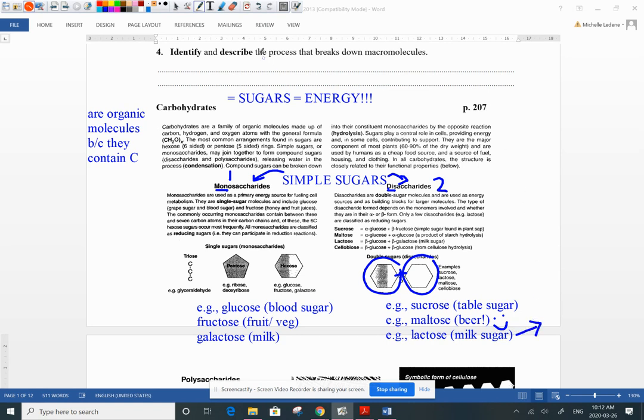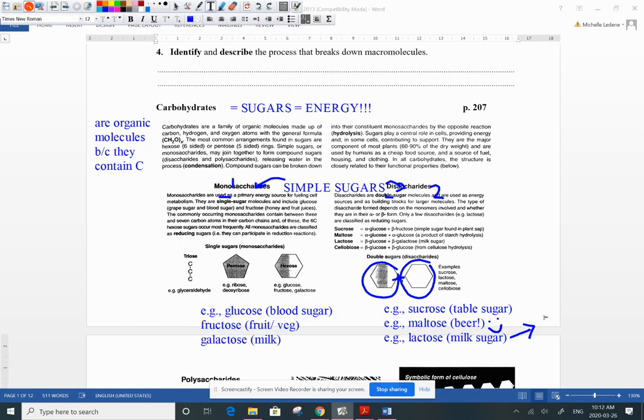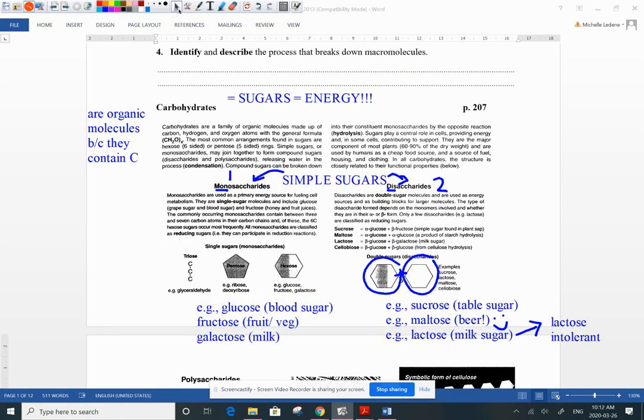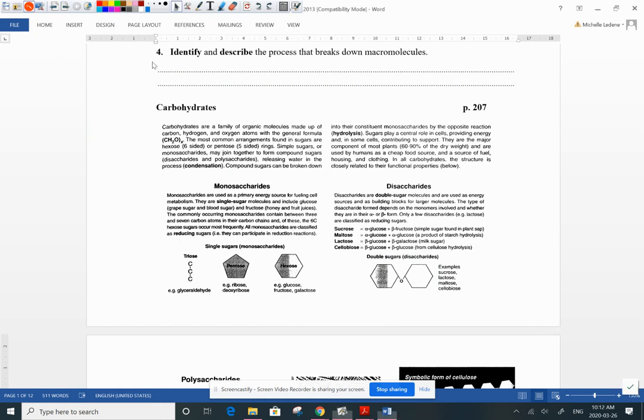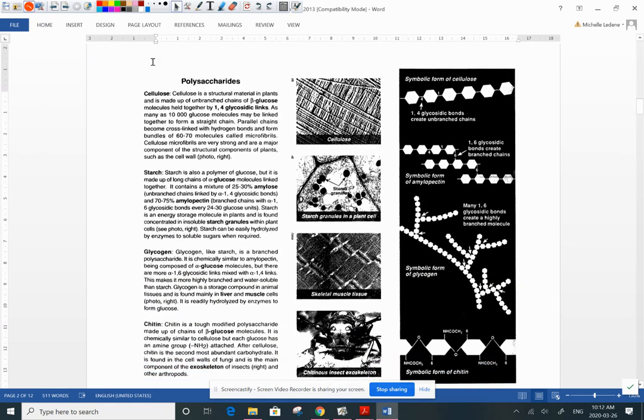They're not able to break down the milk sugar. And so if they eat milk or yogurt or cheese, they get lots of gas and bloating and they don't feel good because they are lactose intolerant. So sugars, main source of energy for the body, readily available energy source for our body. What other kind of sugars are there?